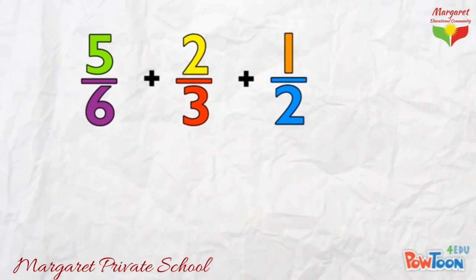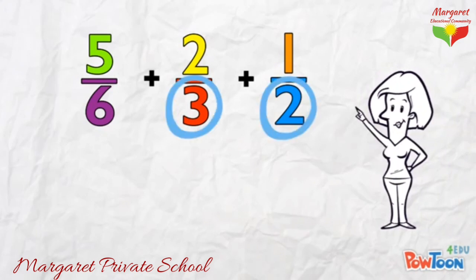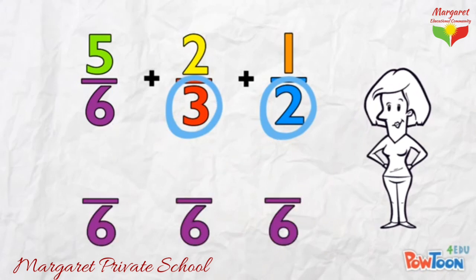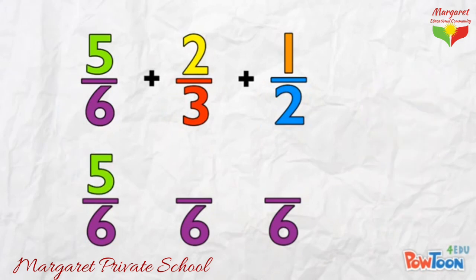First, we look at the denominators. We've got 2, 3 and 6. If you know your tables, you'll spot that 2 and 3 are both factors of 6. So 6 is the lowest common denominator. 5/6 stays as it is. For 2/3, to get a denominator of 6, I multiply 3 by 2. So I multiply the numerator by 2, and that's 4 over 6. For 1/2, to get a denominator of 6, I multiply the 2 by 3. So I multiply the numerator by 3. 3 over 6. I can write my answer's denominator straight away.